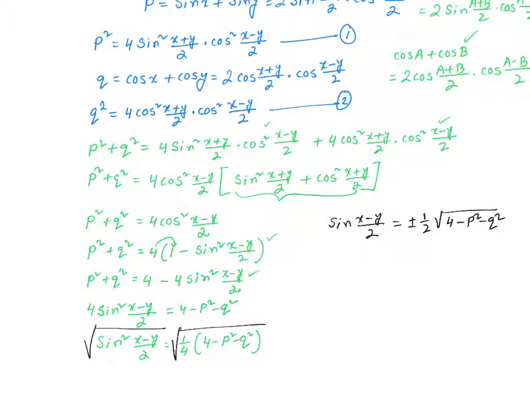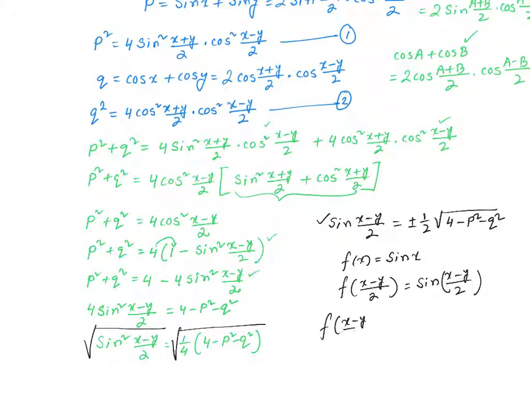Now by the way, look, what is my f of x? F of x is sine of x, right? If that is the case, my f of x minus y over 2 is going to be sine of x minus y over 2, right? This is exactly what we've got here. That means we can say that f of x minus y divided by 2 is equal to plus or minus the square root of 4 minus p square minus q square. This is exactly what we set out to show.